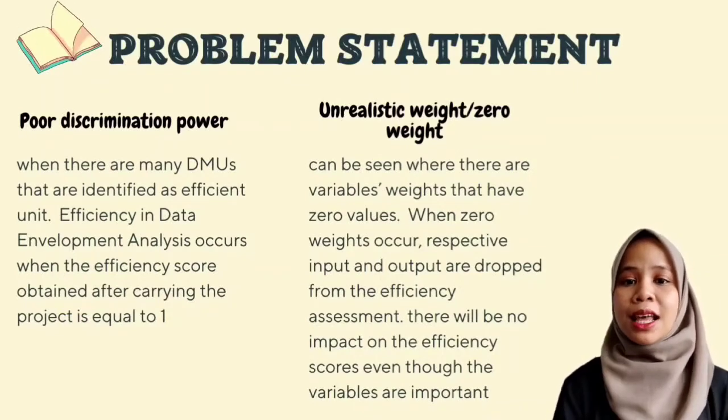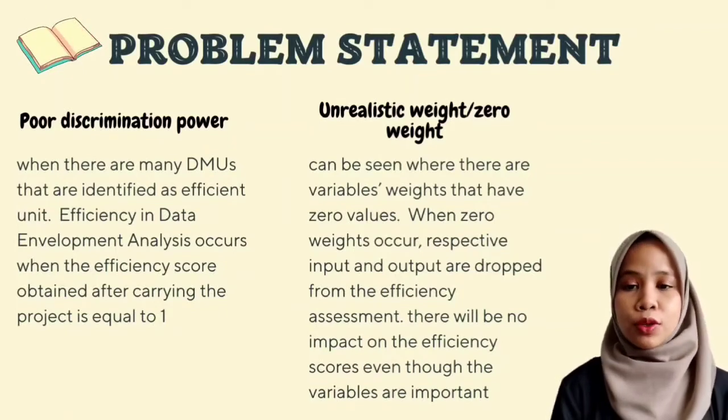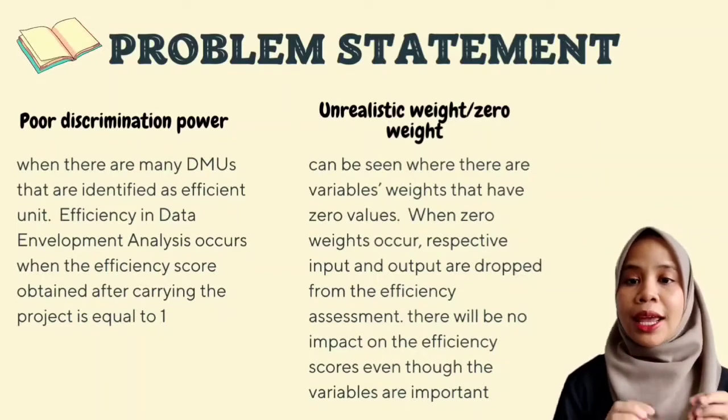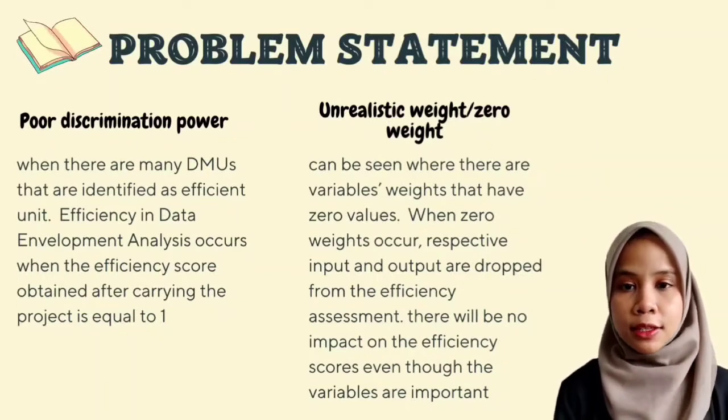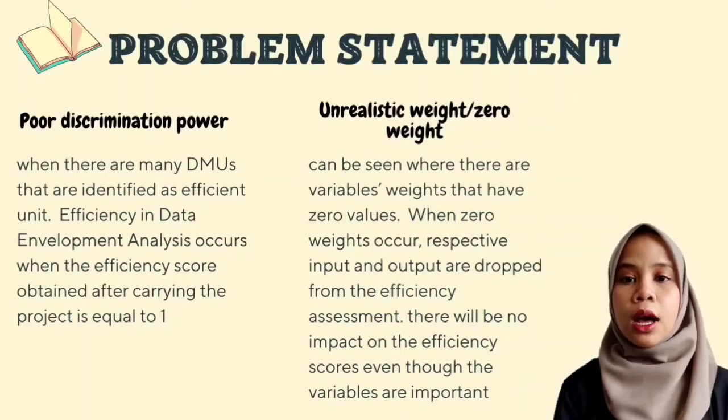The second problem is unrealistic weight or zero weight. It can be seen when there are variable weights that have zero values. When zero weights occur, the respective input and output are dropped from the efficiency assessment. There will be no impact on the efficiency score even though the variables are important.